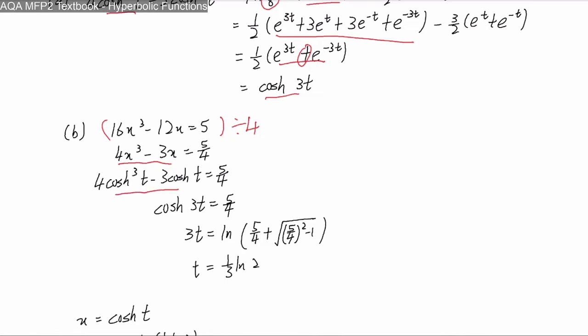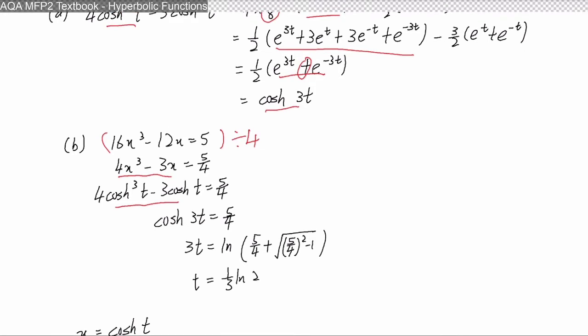The next step is to substitute the cosh t in. Once we substitute this cosh t in, we see that this is exactly the same as what we have proven in the earlier part. So just apply the identity that we have proven in the earlier part. We actually get a nice value for cosh 3t, which is 5 over 4.